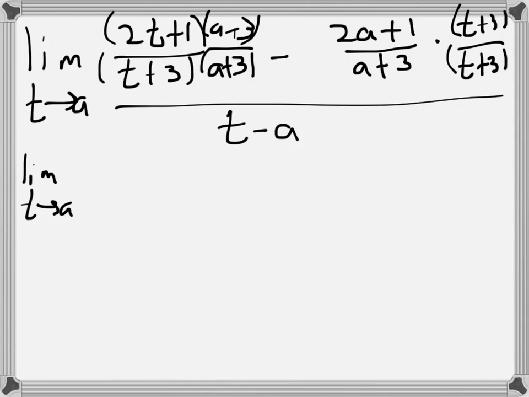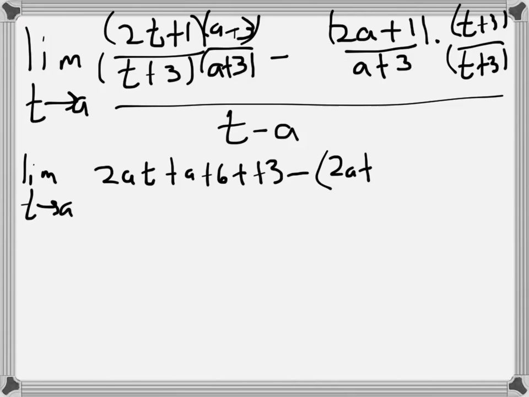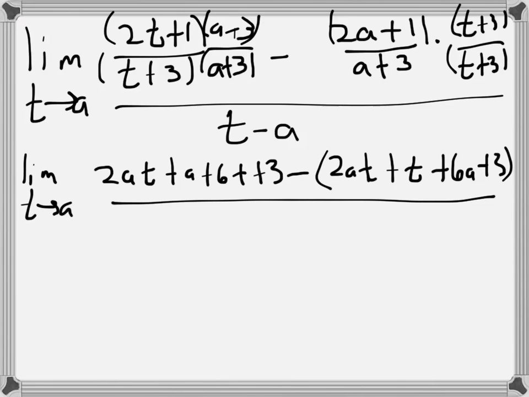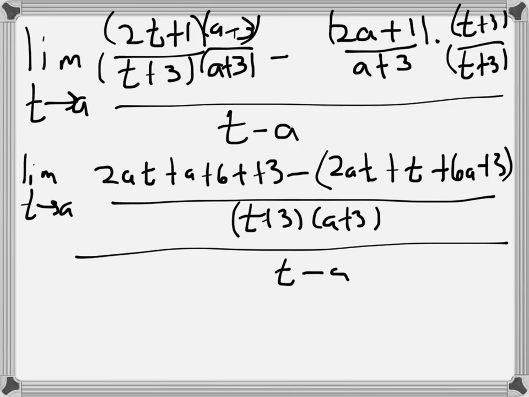So now I'm going to FOIL those individually, but remember when I FOIL the right, I'm going to have to subtract all of that. So I've got 2at plus a plus 6t plus 3 minus all of 2at plus t plus 6a plus 3. That's all over t plus 3 times a plus 3, and that's all over t minus a. So it's a bit of a bear. However, a lot of things are going to work out nicely here. When I do that subtraction, you're going to see that the 2ats will cancel. And what else cancels here? The plus 3 and the minus 3.